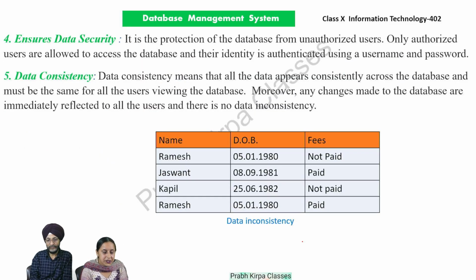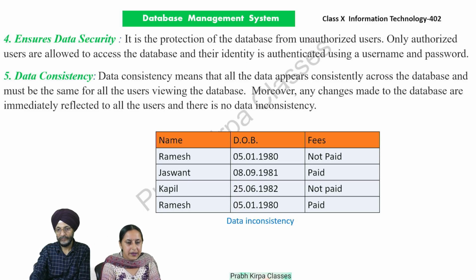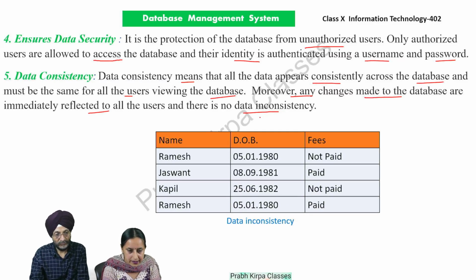Fourth, ensures data security. It is the protection of the database from unauthorized users. Only authorized users are allowed to access the database and their identity is authenticated using a username and password. Fifth, data consistency. Data consistency means that all the data appears consistently across the database and must be the same for all the users viewing the database. Moreover, any changes made to the database are immediately reflected to all the users and there is no data inconsistency.